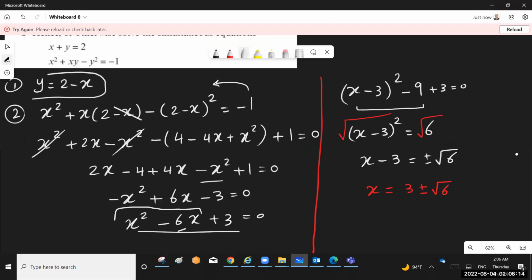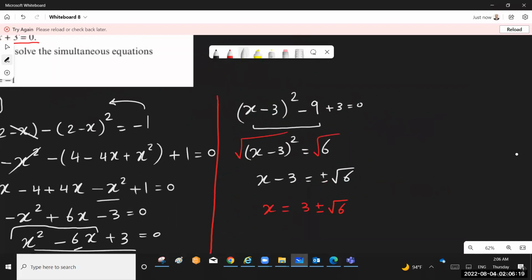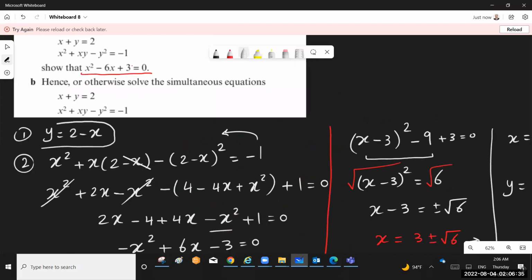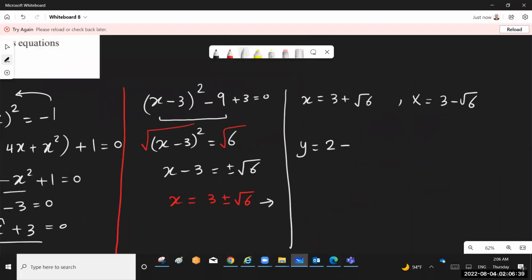Substitute to find the corresponding value of y. So just split this value of x. So x equals 3 plus radical 6, or x equals 3 minus radical 6. And come to the first equation, as I told you, y equals 2 minus x. Y equals 2 minus this x. It means minus 3 minus radical 6. The minus will be distributed over the two terms.